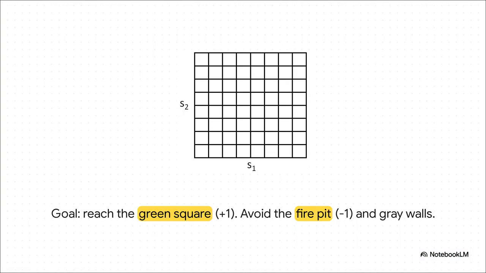So, meet our little agent. Its mission, should it choose to accept it, is to get to that green square. If it makes it, it gets a +1 reward. But it has to avoid the red fire pit, because that's a -1 penalty. Oh, and the gray squares? Those are walls. Can't go through them.